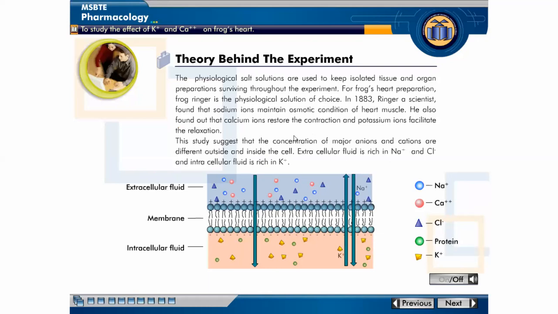This study suggests that the concentration of major anions and cations are different outside and inside the cell. Extracellular fluid is rich in sodium ions and chloride ions, and intracellular fluid is rich in potassium ions. Okay, this is theory behind the experiment, that is effect of calcium ion and potassium ion on heart rate and force of contraction on isolated heart of frog, in which you know about contraction and relaxation.